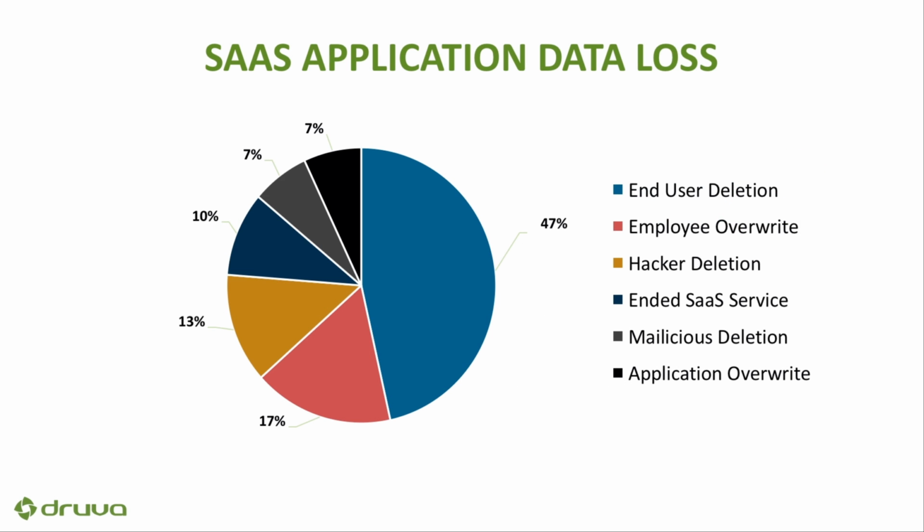Shown here are the top reasons for data loss, and as we can see, about 64% of SaaS data loss is a result of employees deleting or overwriting information accidentally, and the range spreads from hacker or malicious activity to the ending of a SaaS service.